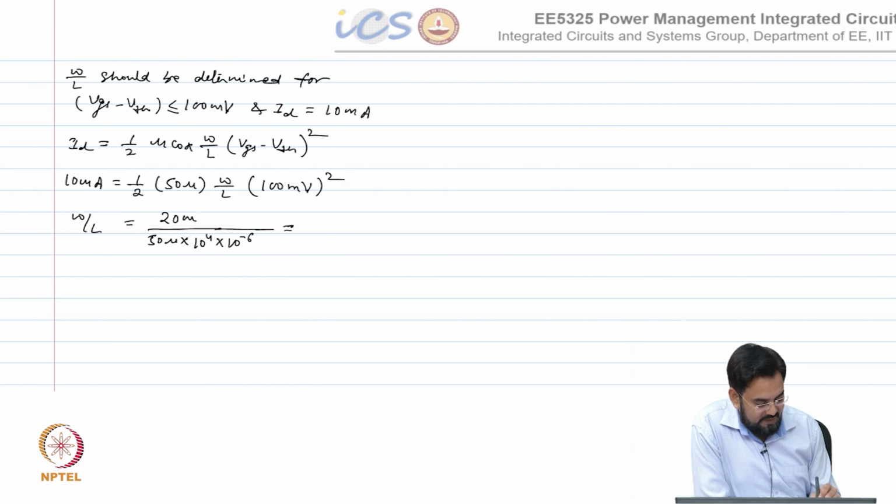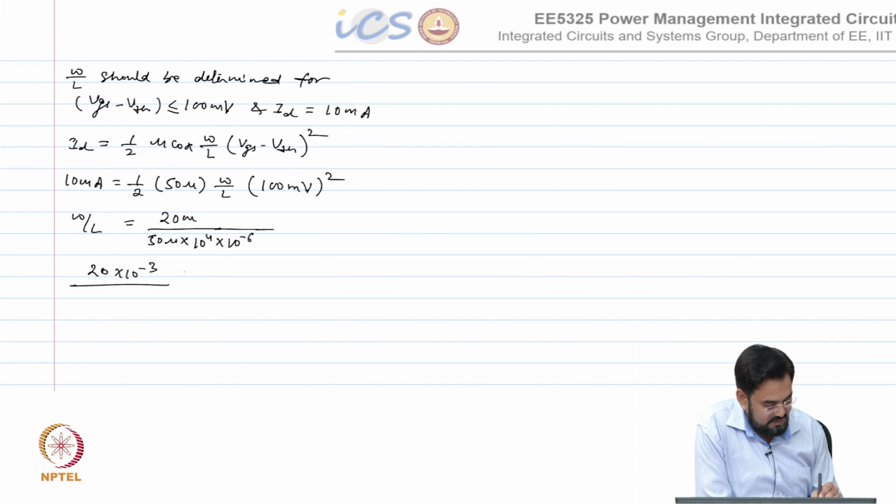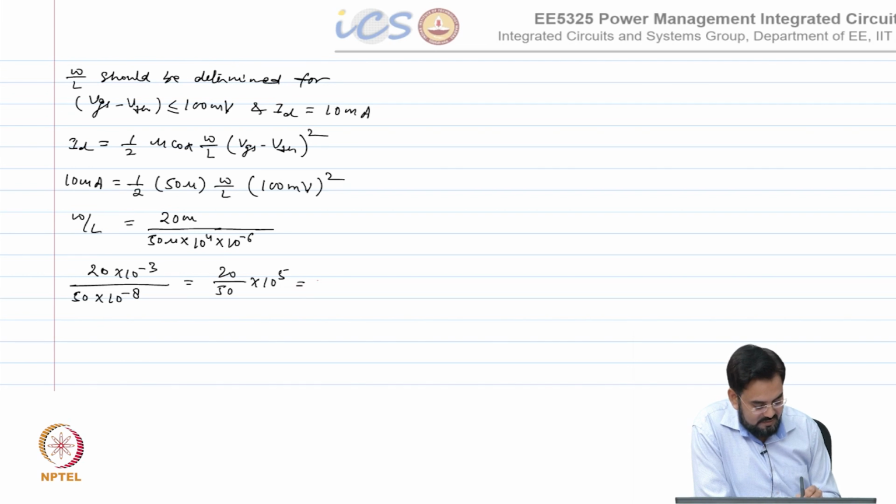So 12 minus 4, 8. So 20 into 10 power minus 3 over 50 into 10 power minus 8. Correct? So 20 over 50, 10 power minus 5, which is how much? 40,000.